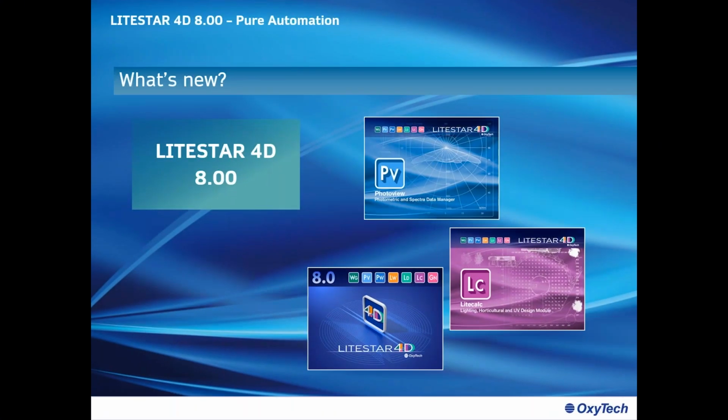What's new? The changes that we applied and new implementations into the program are related to the different modules of the program itself. But we want to focus now only on the main ones related, for example, to photo view, the photometric and spectral data manager, light calc, the lighting, horticultural and UV design module, and on some main features that we introduced in the program in general.